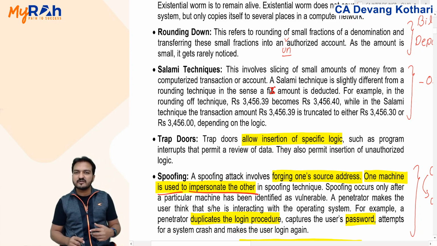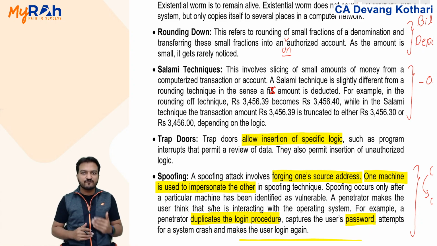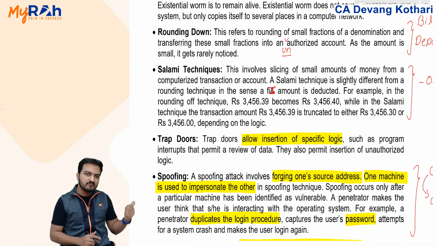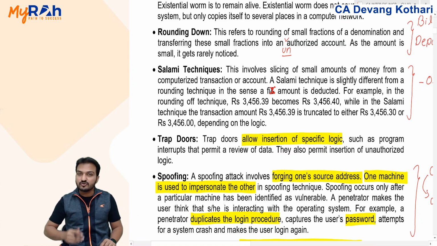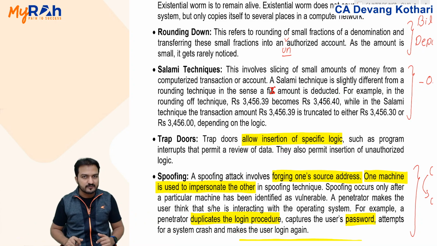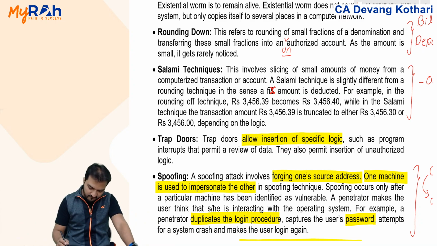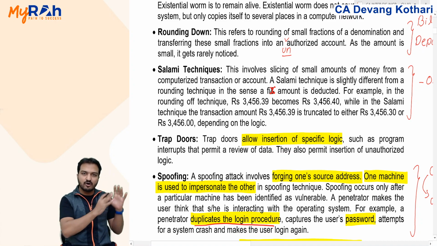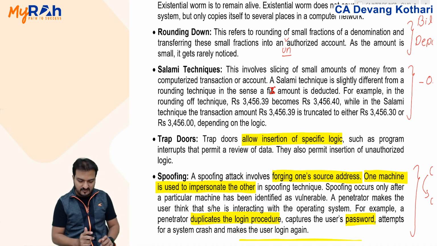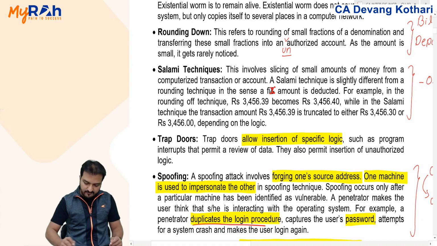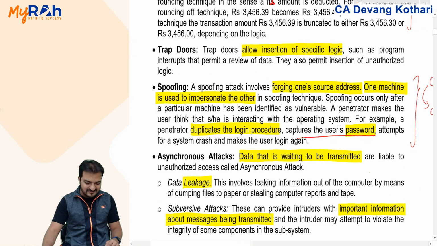I'd given you various examples of banking frauds. Most of the banking frauds nowadays happen by this method, spoofing. I will create a website which looks like a bank website. So you come to my website and enter your ID and password, and now I have your ID and password. That was your spoofing. I will duplicate the login procedure of a banking company. I will make a website that looks exactly like the HDFC Bank website. That is called duplicating the login procedure. Because of that, I will capture users' passwords and maybe then cause damages to you.